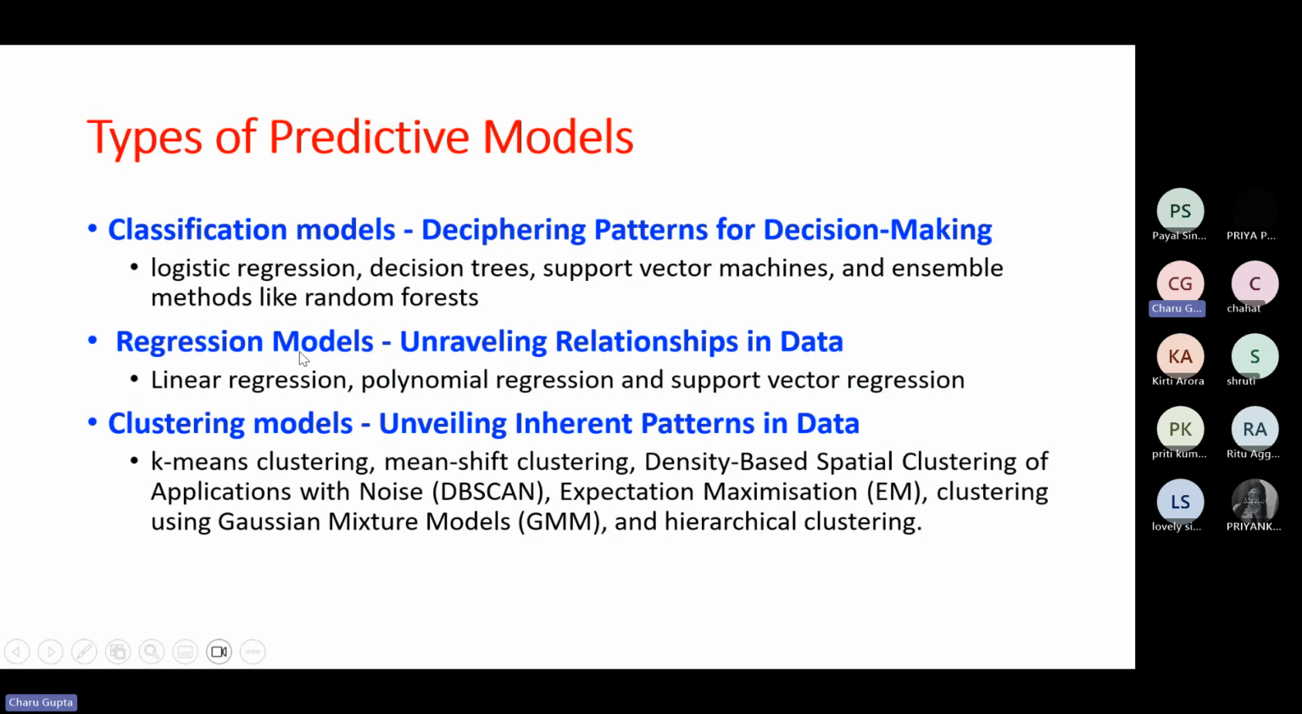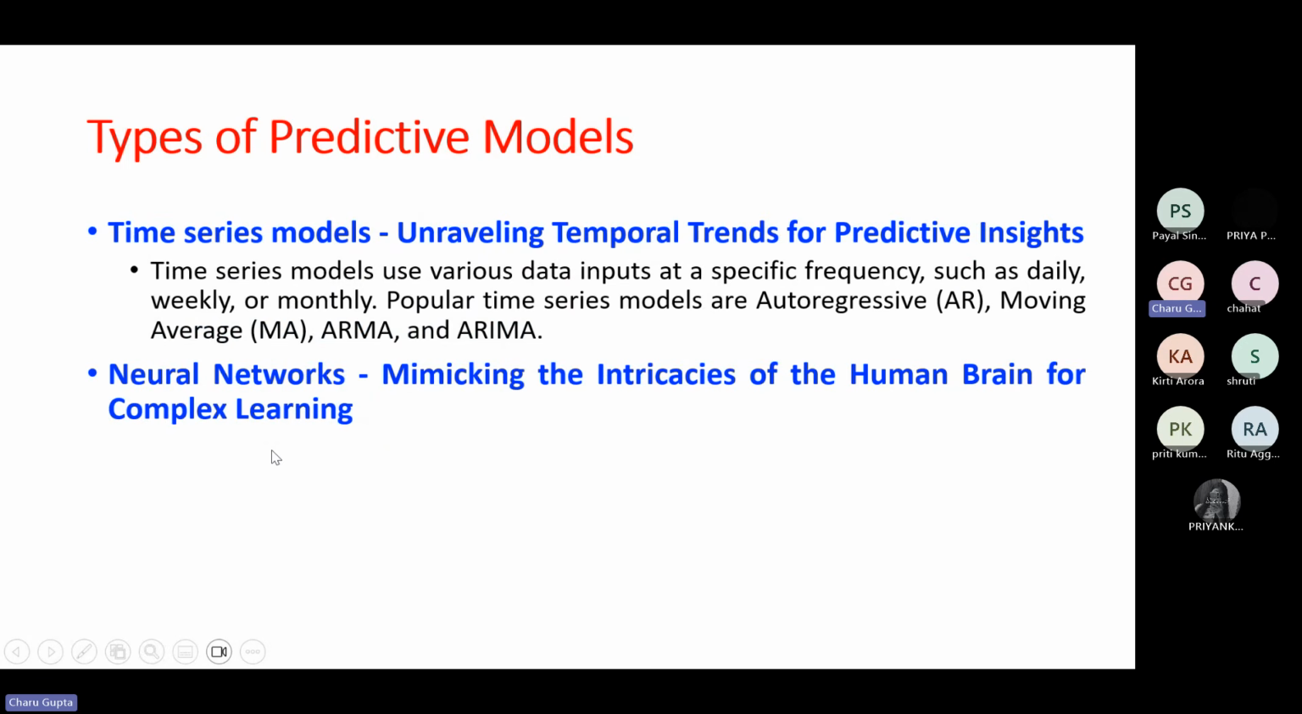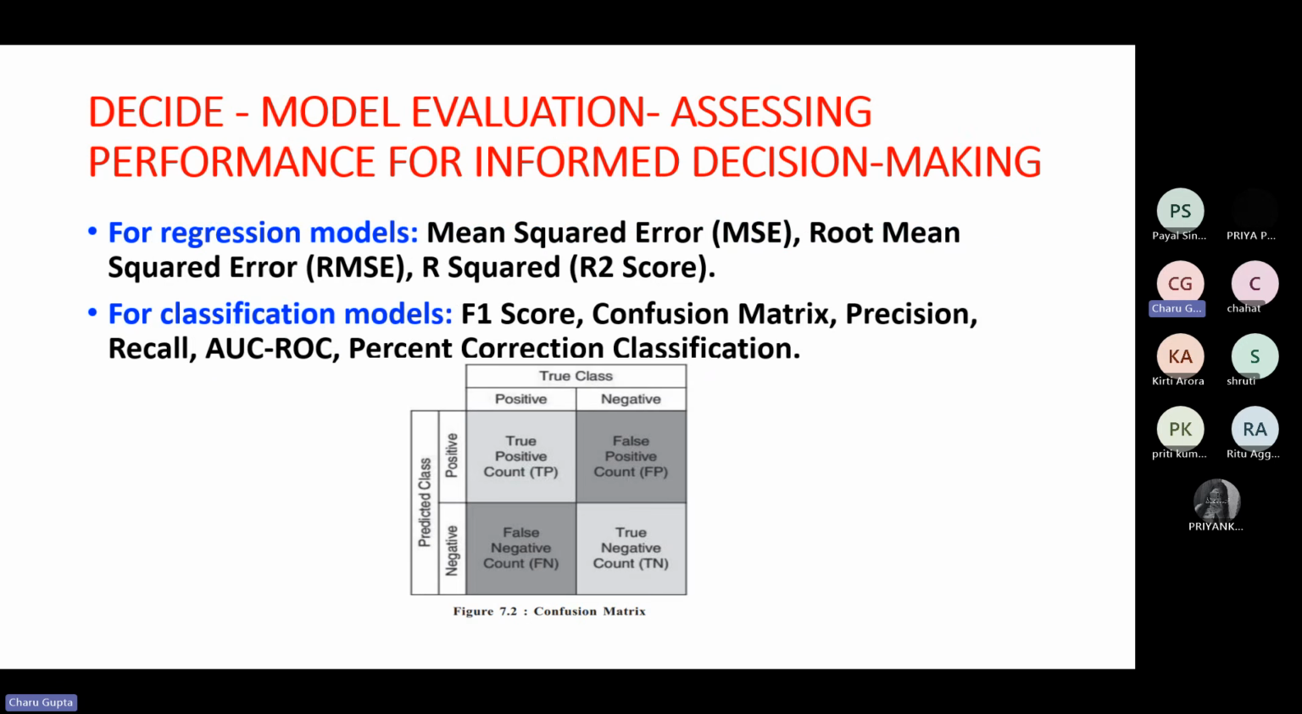The different predictive models could be classification models for classifying, for example, logistic regression, decision trees, and SVM. It could be a regression model, it could be a clustering model. We have time series models also and neural network models. Next, we have the decision.